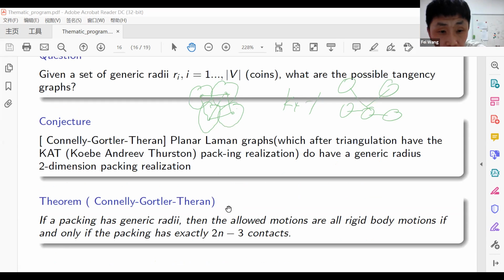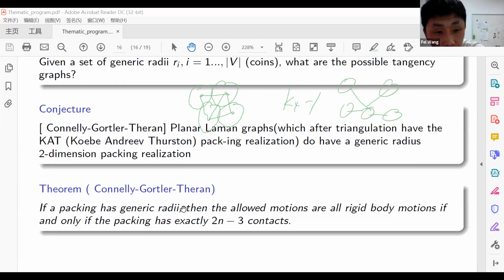And we have this here. It says if a packing has generic radii, then the allowed motions are all rigid body motions if and only if the packing has exactly 2n-3 contacts. So if we have less than 2n-3 contacts, then there are non-rigid-body motions. So we can actually move it until it's rigid, and then we have the maximum contacts, which is 2n-3, and this happens to be a Laman graph.